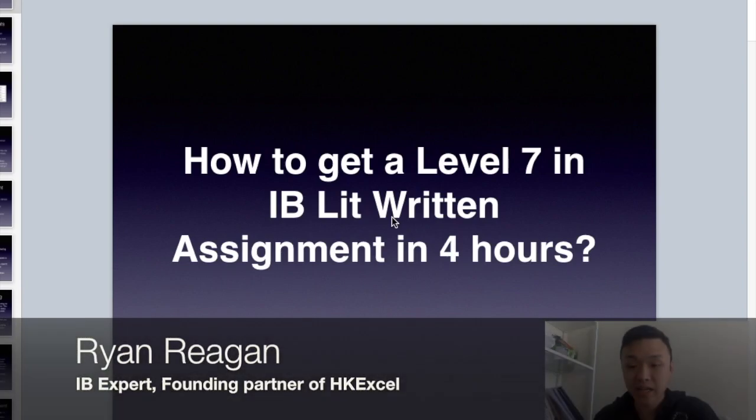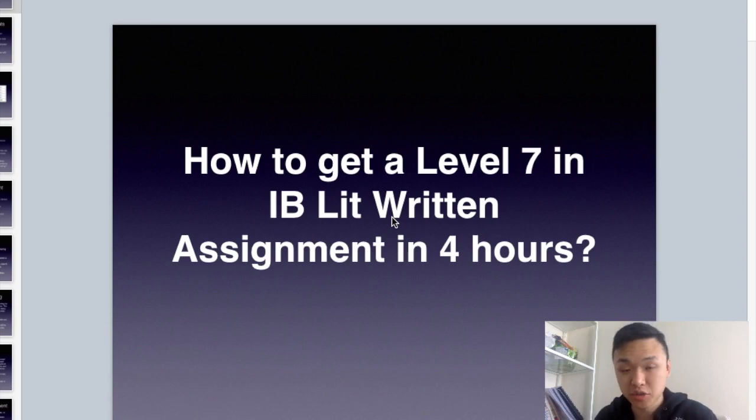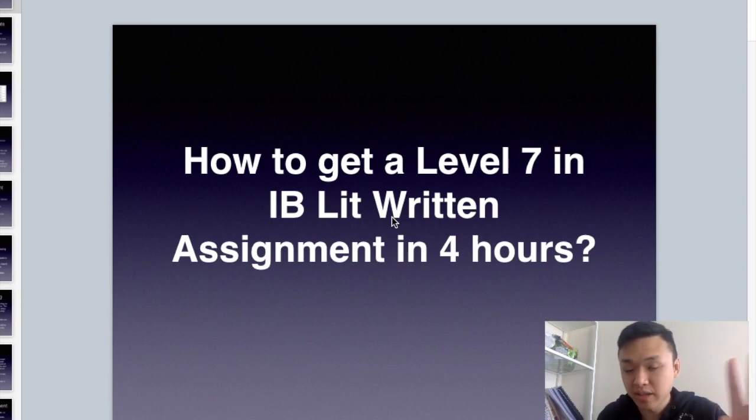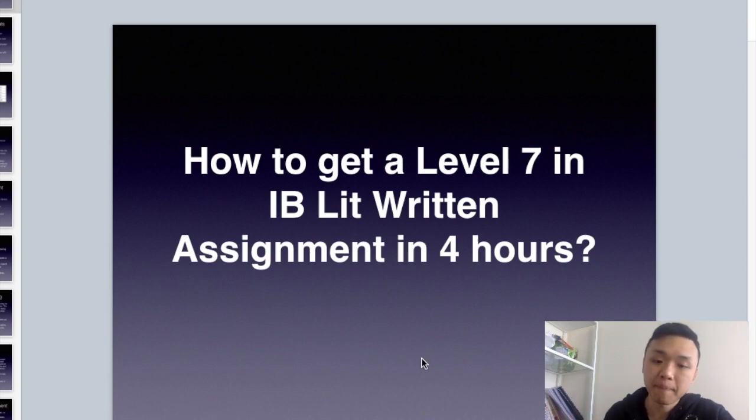So you're watching this video right now. I assume you have a written assignment coming up in IB English Literature. In this video, what I really want to show you is how you can get a level 7 with the least amount of time. I'm going to tell you exactly what you're going to do in each step. I'm going to give you a detailed outline for each part of the written assignment, and very specific tips that you can use immediately to get level 7, I think within 4 hours. This is about helping you get the best marks possible in the shortest amount of time.